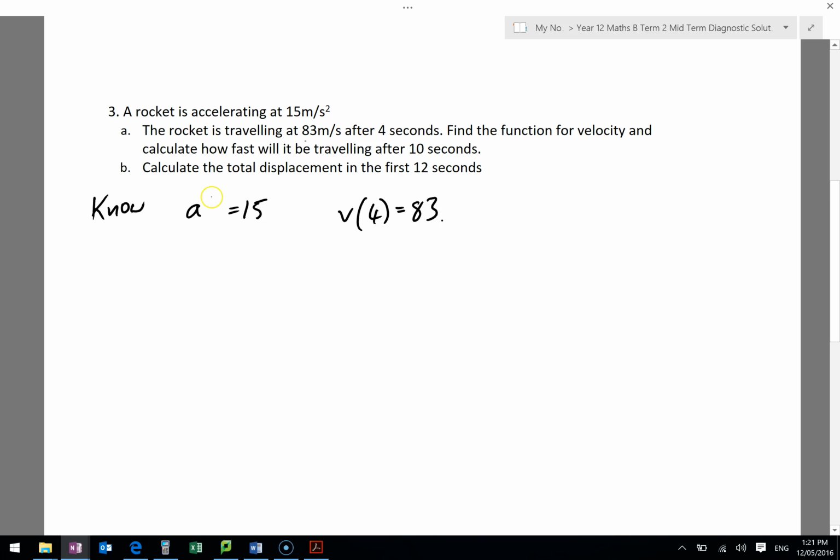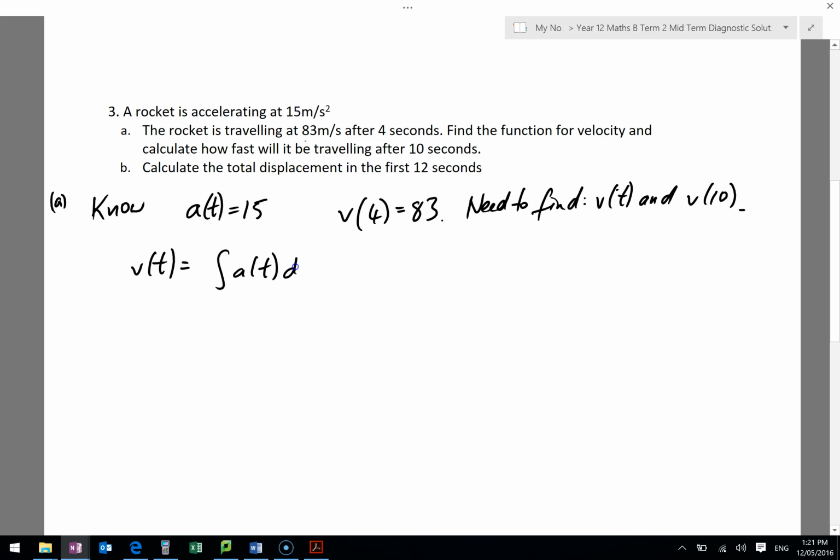Since I'm dealing with functions now, I'm going to make this a(t). What do I need to find? I need to find v(t) and I also need to find v(10). Find the function for velocity, v(t), and how fast it'll be after 10 seconds. Let's do this. I've got acceleration, need velocity. Velocity is the integral of the acceleration with respect to time. So I'm integrating 15 dt, 15t plus c.